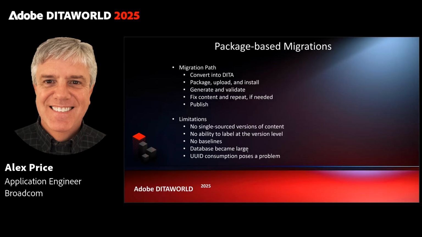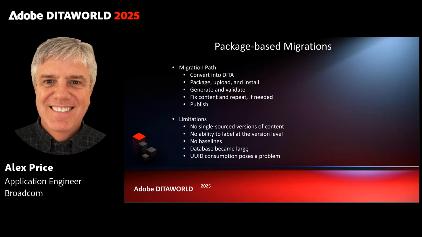So we ended up doing a package-based migration on everything, right? The path was pretty simple. I'm sure we're all familiar with it. Convert everything to DITA, package it, upload it, install it, generate it, verify it, see if it all works, repeat until it does. And then once it does, you can publish it, right?